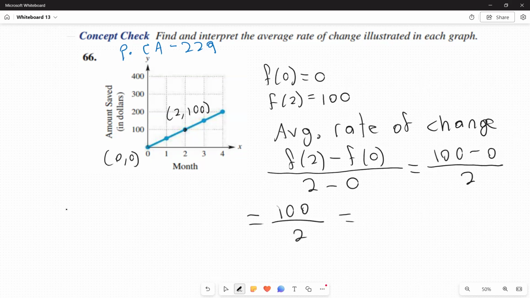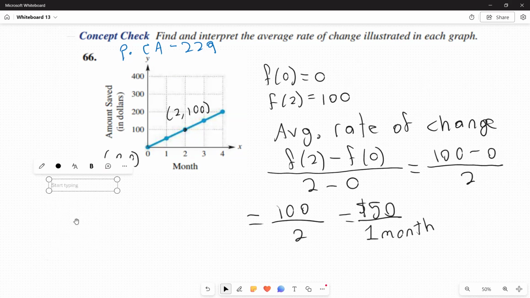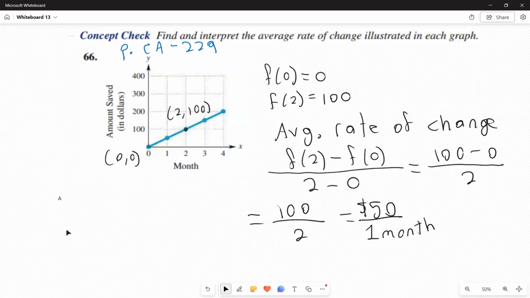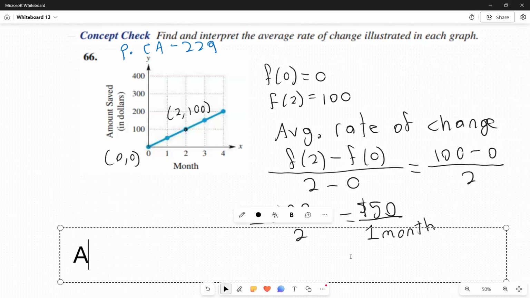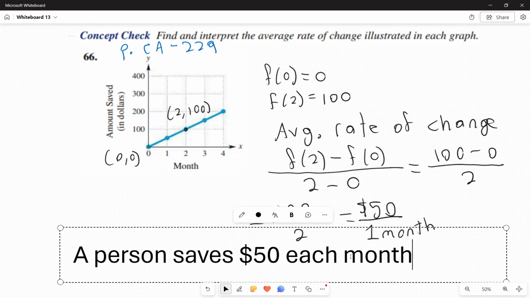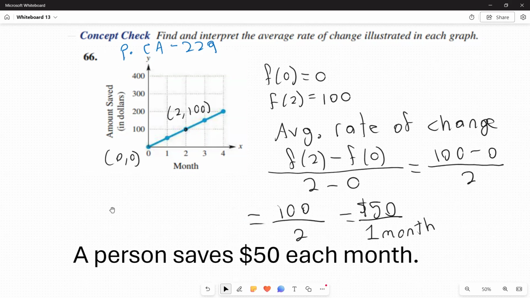We can always simplify the fraction. So that's $50 each month. The interpretation is that a person saves $50 each month during these 4 months.